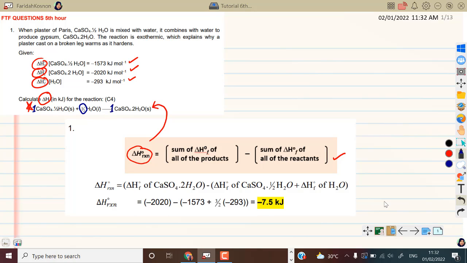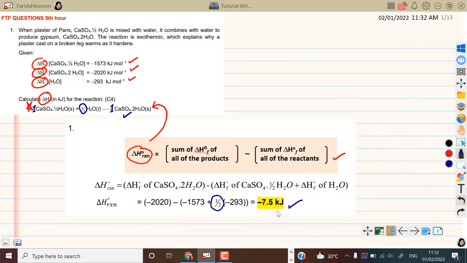Basically this is the method of how we solve the problem, where the standard enthalpy of reaction is equal to the enthalpy of formation of gypsum, sebab produk kita ada satu sahaja, minus the sum of the standard enthalpy of plaster of Paris plus liquid water. Untuk water liquid ni kena darab dengan 3/2. Yang lain ni darab dengan 1 mol. So calculate the enthalpy of reaction carefully, and you will get the final answer negative 7.5 kilojoules.